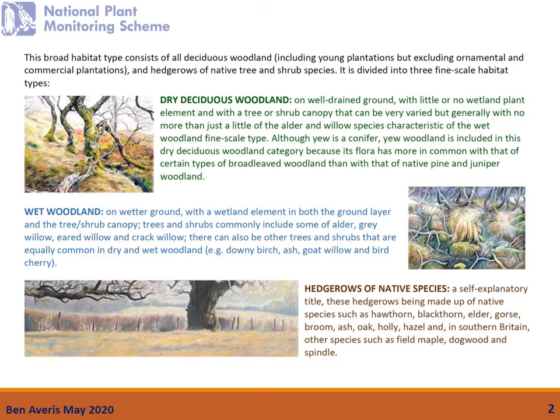The dry woodland includes yew woodland. Not that there's very much of that. Yew woodland is pretty uncommon in this country, but where it occurs, ecologically it has a lot in common with various kinds of deciduous woodland, so it's included here.